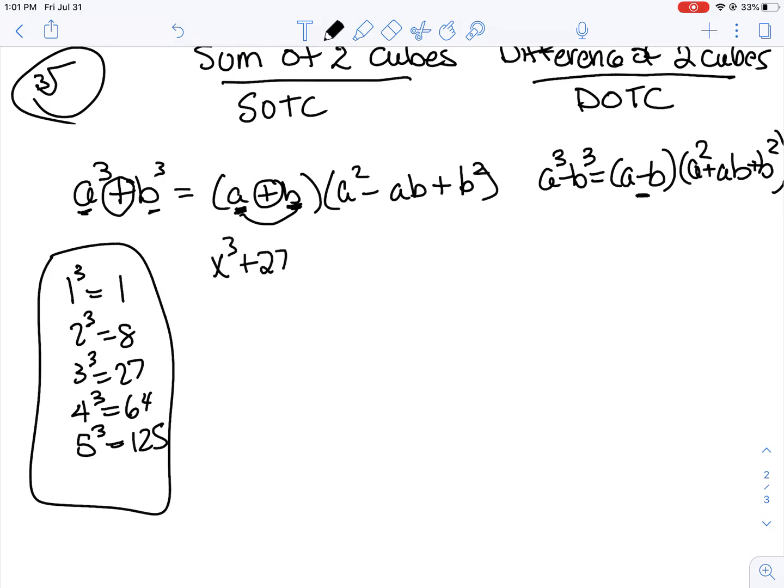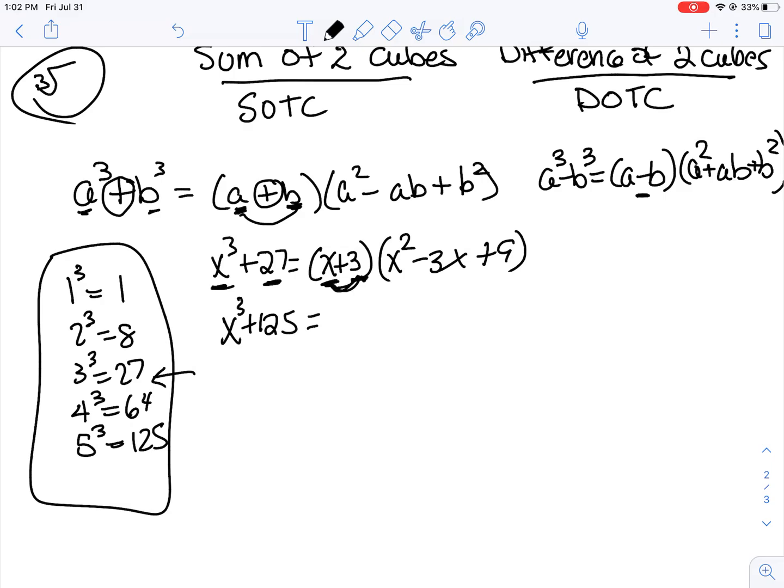The first one I gave is x cubed plus 27. Again, you want to jot these in your notebook. You're going to break these two down into their cube roots. If I look over at the table, the cube root of 27 corresponds back to 3. So I'm going to put x plus 3. In the second parenthesis, I take that first factor and square it. I multiply the two factors together. And then I square this last term. Notice that the middle one has a minus on it. So there's not a whole lot to doing these. You just have to know the pattern.